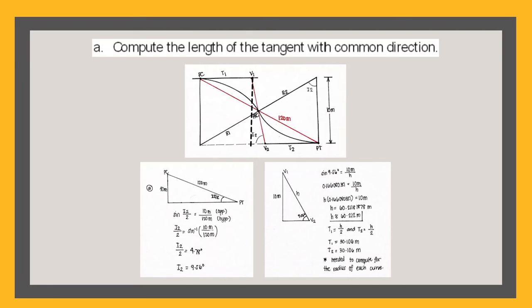And with that, we can get the length of both tangents by dividing h by 2, which is equal to 30.106 meters for both tangent 1 and tangent 2, as this will be needed to compute for the radius of each curve.